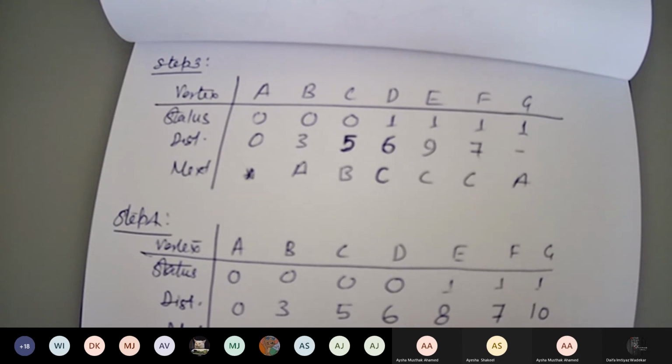Now here, what was there? You are coming from D now, and here you are coming from D, and this will still be C. Till here, any confusion, anybody? No, sir. So let's go for step 5.